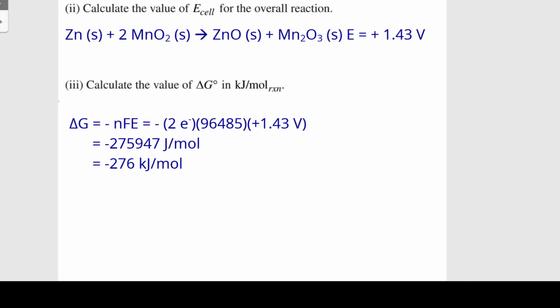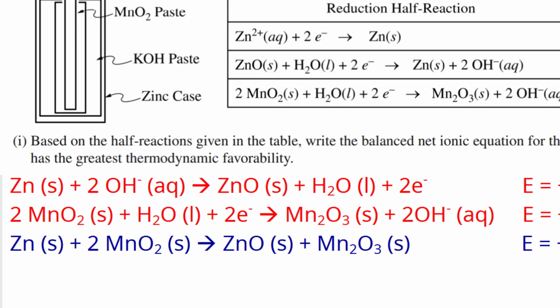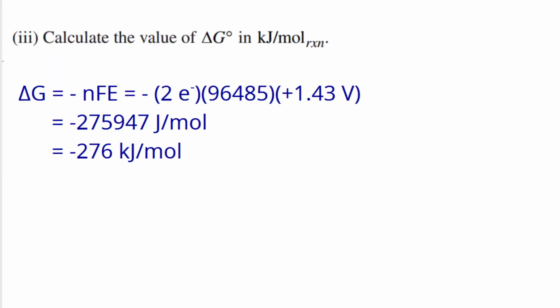which obviously is question number 2. What's the voltage? What's the E of the cell? And it's positive 1.43 volts. We've already done that. Part 3 asks for the Gibbs free energy, the delta G, and the equation for delta G is negative nFE. N is the number of electrons that's transferred. You can see in both of these reactions there's 2 electrons released and 2 electrons absorbed. So there's 2 electrons transferred.